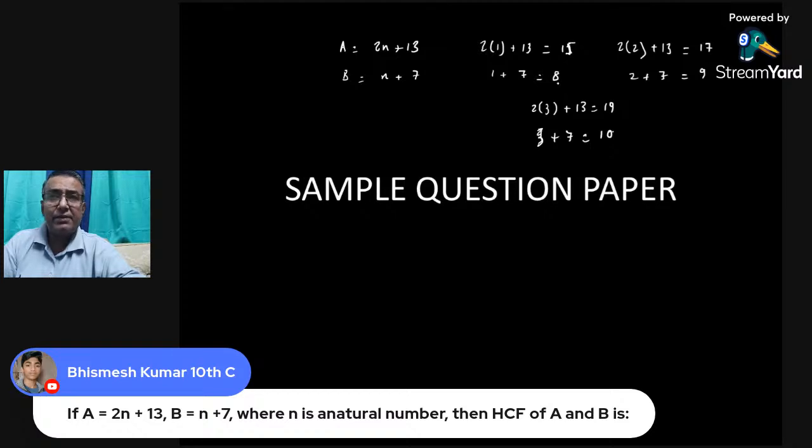Let's take one more example. 2 times 4 is 8, plus 13 is equal to 21, and 4 plus 7 gives us 11. Here you see that everywhere, whatever the numbers are, we are getting co-prime numbers. So the HCF of both these numbers is always going to be 1, because the HCF of co-prime numbers is always 1.